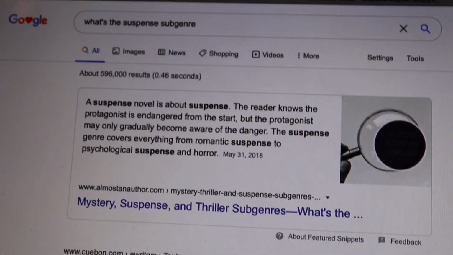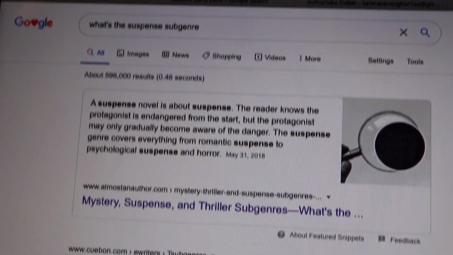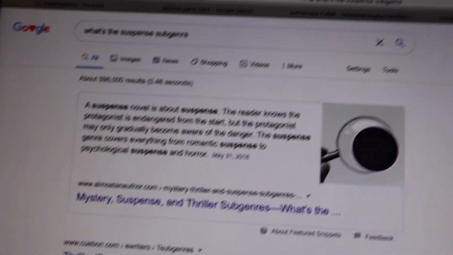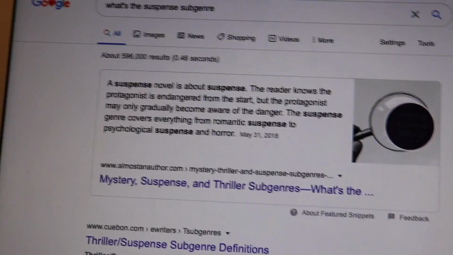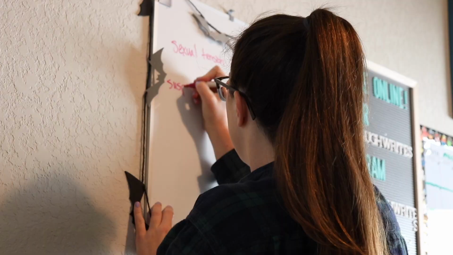A suspense novel's about suspense. Wow, thank you. The reader knows the protagonist is endangered from the start, but the protagonist may only gradually become aware of the danger. Covers everything from romantic suspense to psychological suspense and horror. So I'm gonna say that suspense is more reader focused. I can make that distinction in my mind. Yeah, I'm gonna put that down. That's a lesson I've learned.